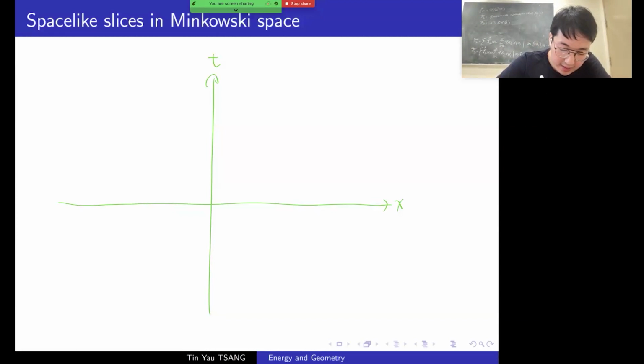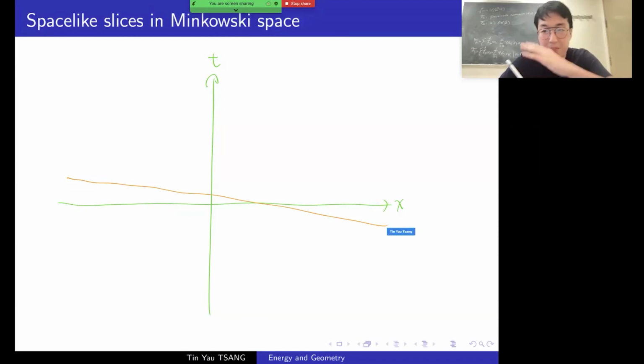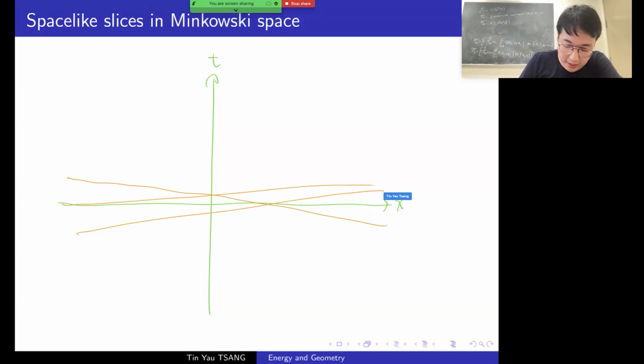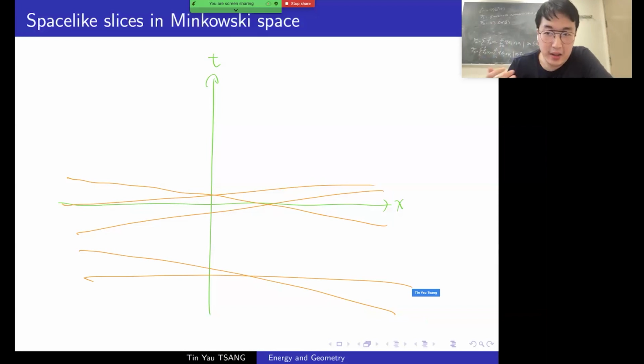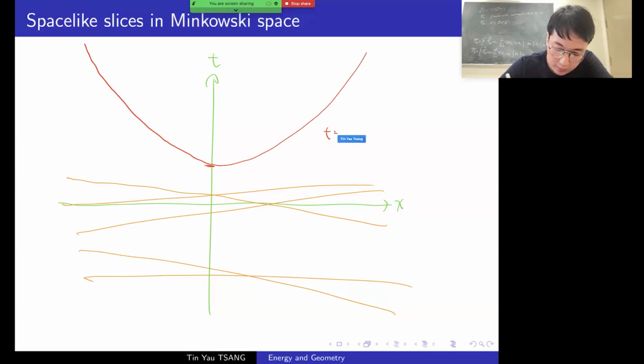And then what is Euclidean space actually? Just any space-like plane. It can be this one, it can be this one, it can be this one. But any space-like plane is Euclidean space. Then what is hyperbolic space? Actually, it is the hyperboloid, t equals the square root of 1 plus x squared.